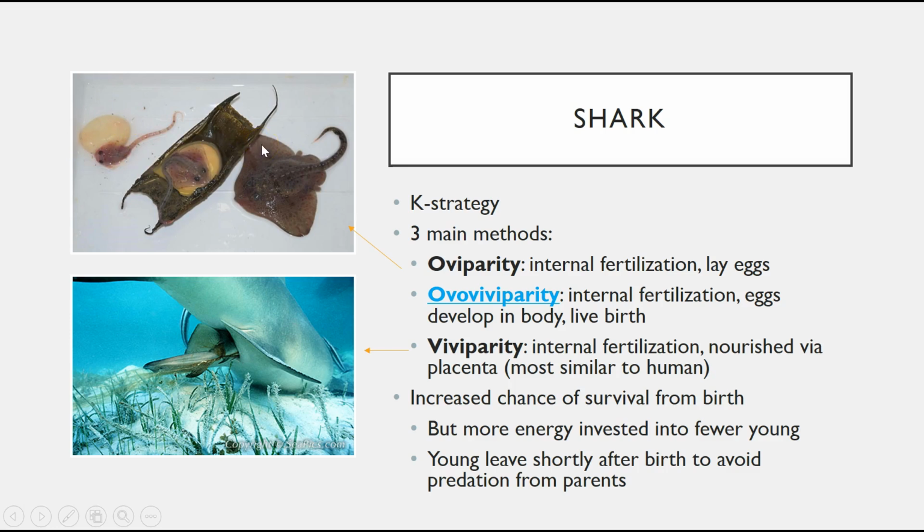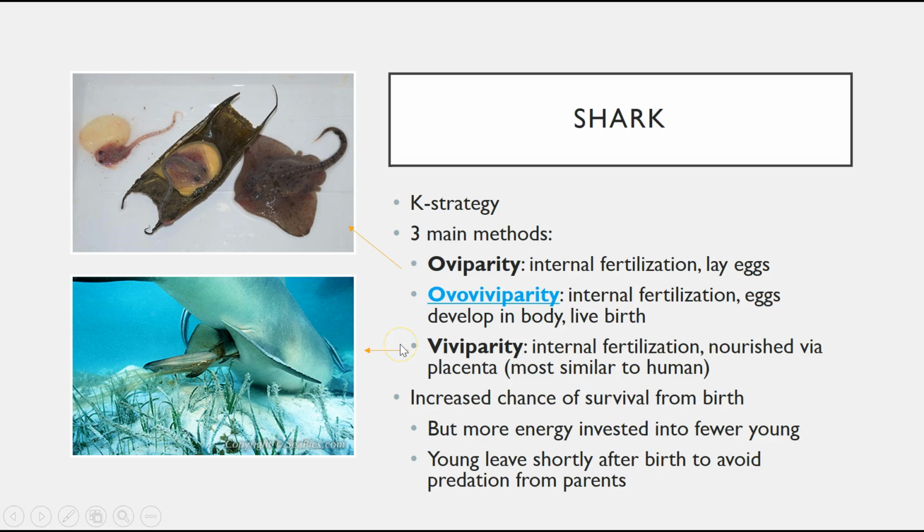So why K strategists for these guys? They have internal fertilization, they lay eggs, and they actually choose places to attach and lay their eggs. They do put in some sort of care, defending the area after they lay them. So oviparity is like the minimalist of the K strategy.